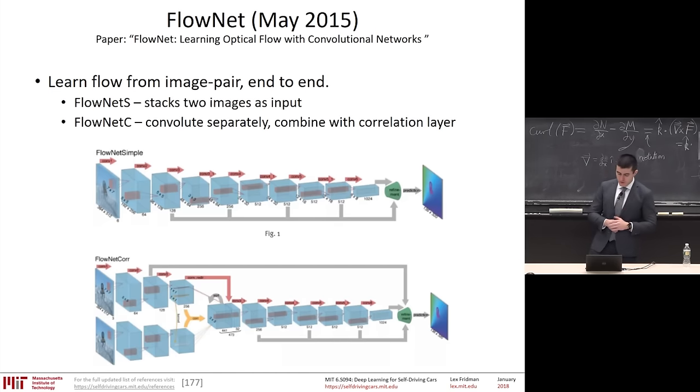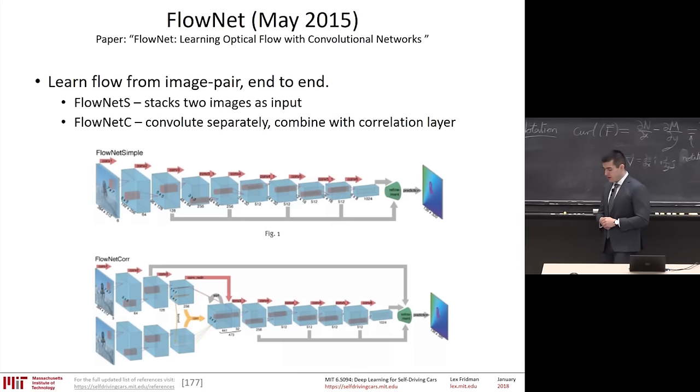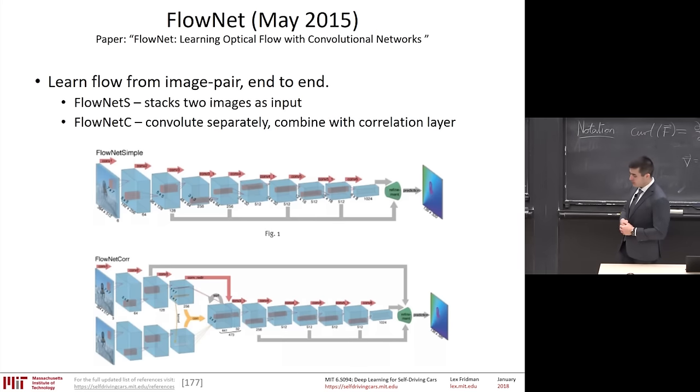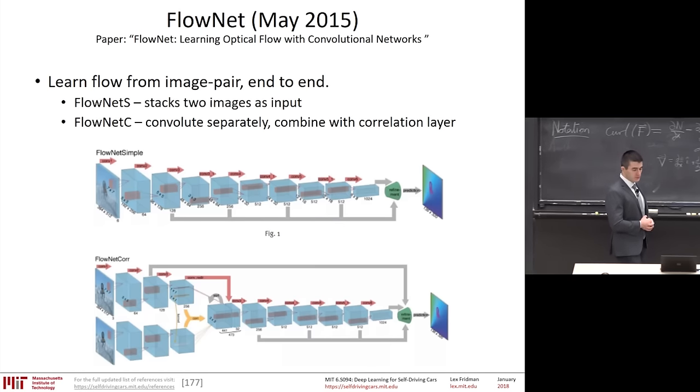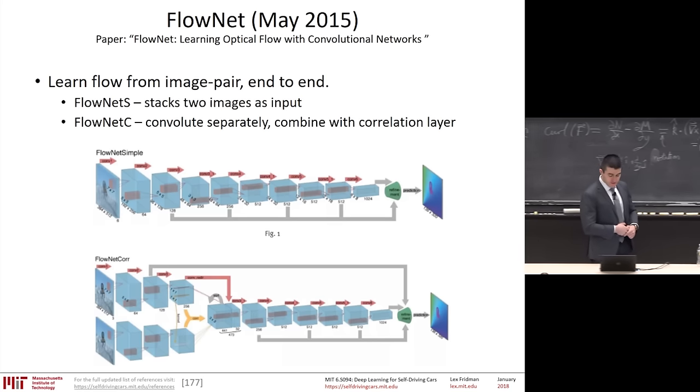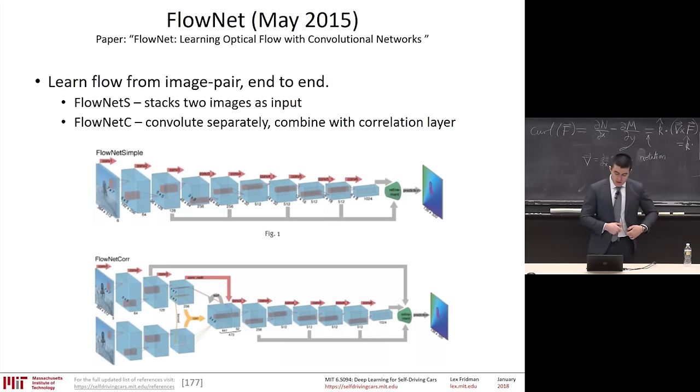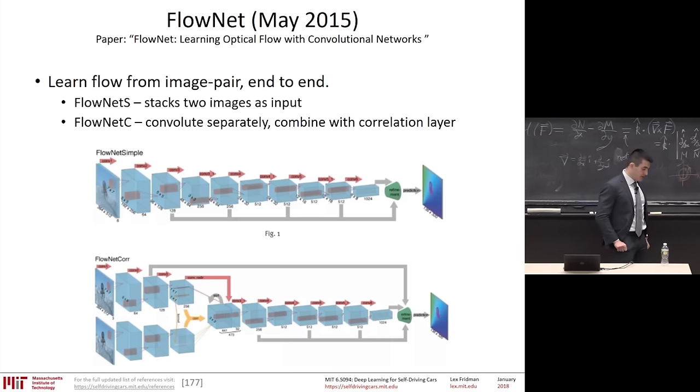And we also provide you this computed state-of-the-art flow using FlowNet 2.0. So FlowNet 1.0 in May 2015 used neural networks to learn the optical flow, the dense optical flow. And it did so with two kinds of architectures, FlowNet S, FlowNet Simple, and FlowNet Core, FlowNet C.